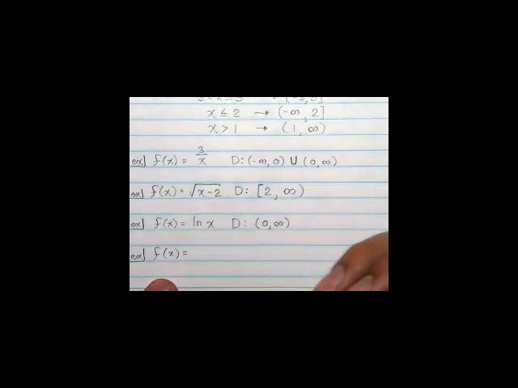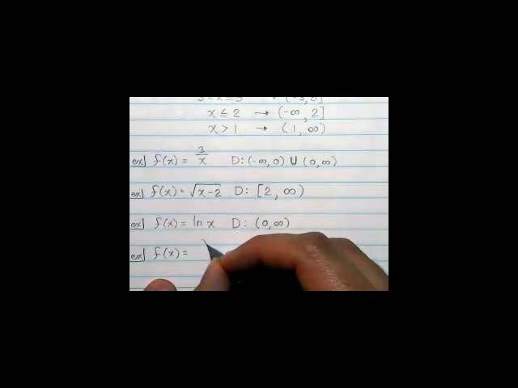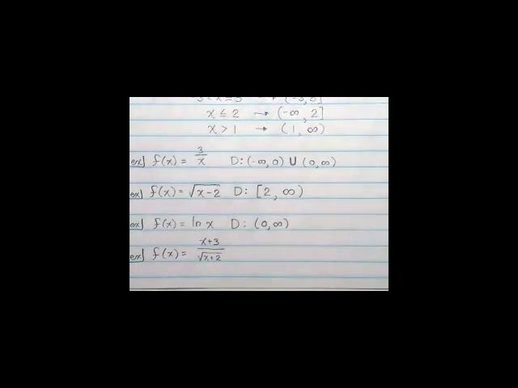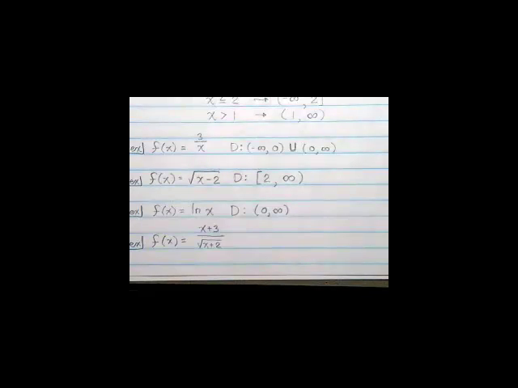So last example here. Let's do x plus 3 over the square root of x plus 2. So I start doing some kind of combination stuff here. Again, you have to think about what I have. What are going to be some bad numbers to plug in here? That's going to make it undefined, make it not work.